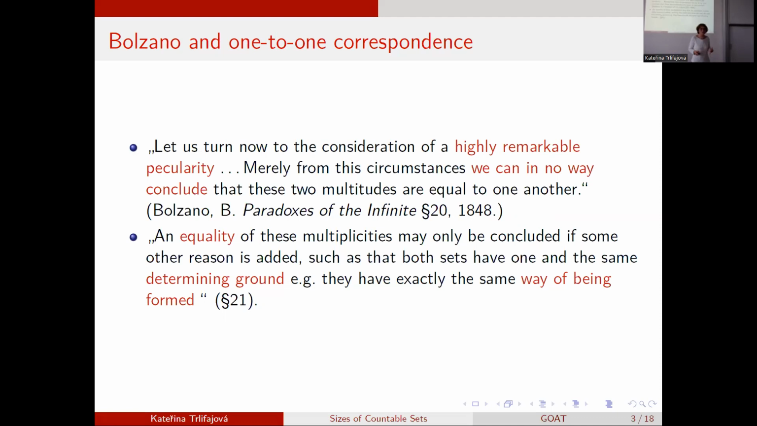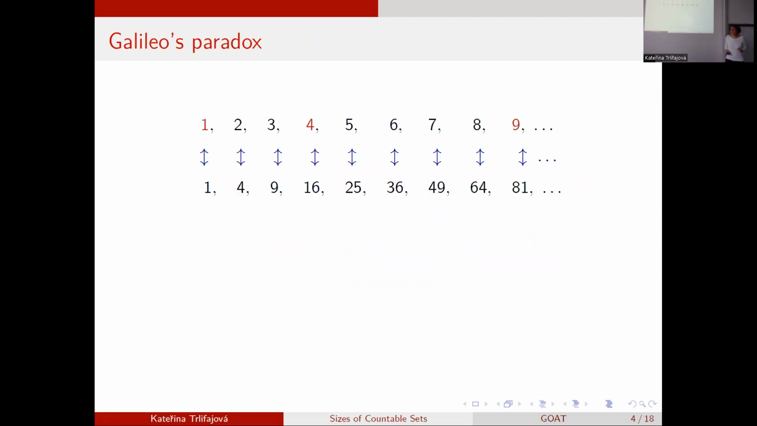But already Bolzano doesn't define exactly what is the meaning of determining ground. Sometimes he uses it in some examples, but he doesn't provide an exact mathematical definition. When we look from this point of view at Galileo's paradox, in this paradox there is a hidden question: what is the determining ground of the squares? How do we get the squares?